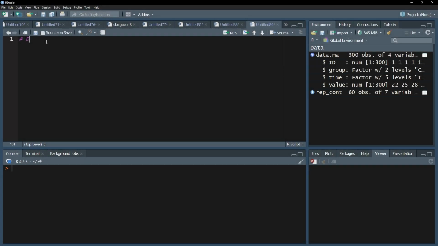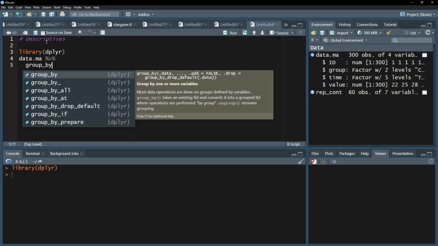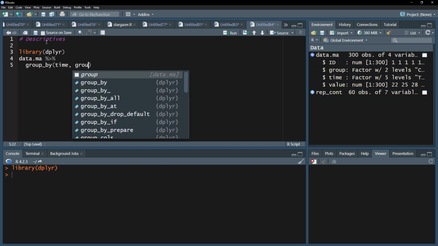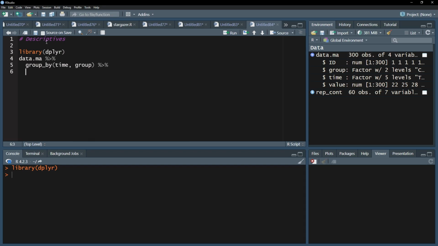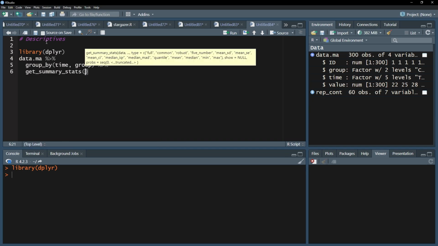As a first step, I want to see some descriptive statistics to get a first idea of my data. One can use the convenient dplyr package and pipes. Start with the group_by function and put in your time and group variable. For convenience, here simply time and group. Follow this up with the pipe operator and use the get_summary_stats function on your test variable, here simply value, and within quotation marks give mean_sd as the type for desired stats. This will produce mean and standard deviation.